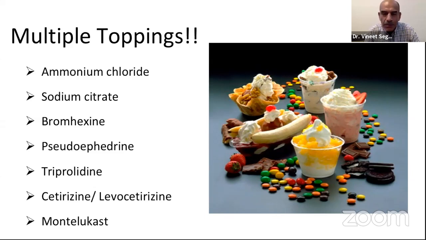And to compound that irrationality, these cough syrups have multiple toppings like ammonium chloride, sodium citrate, bromhexine, pseudoephedrine, triprolidine, cetirizine, levocetirizine, montelukast, and of course, not to miss, you also get a little bit of paracetamol added in that. So when you have so many ingredients in a cough syrup, how do you really make sense of it? And you don't get a single ingredient or two ingredient cough syrup. So you have to, by force, write these cough mixtures, so to say. So that's the level of irrationality we are dealing with.